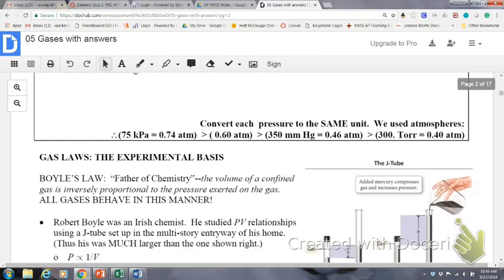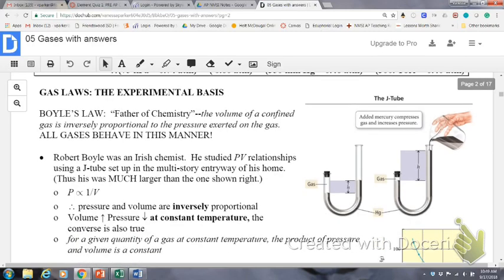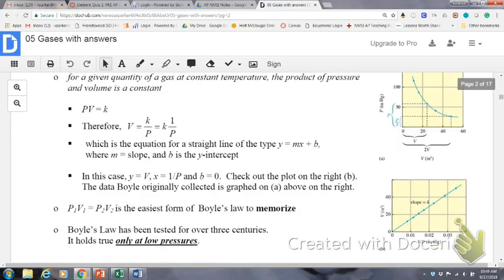So that brings us to Boyle's law, the first gas law that y'all learned back in Chem 1. Robert Boyle was considered to be the father of chemistry. He was an Irish chemist. You can read all that. I'm not going to read to you. Let's get to the meat of this, and that is, what is Boyle's law? And that is pressure and volume.